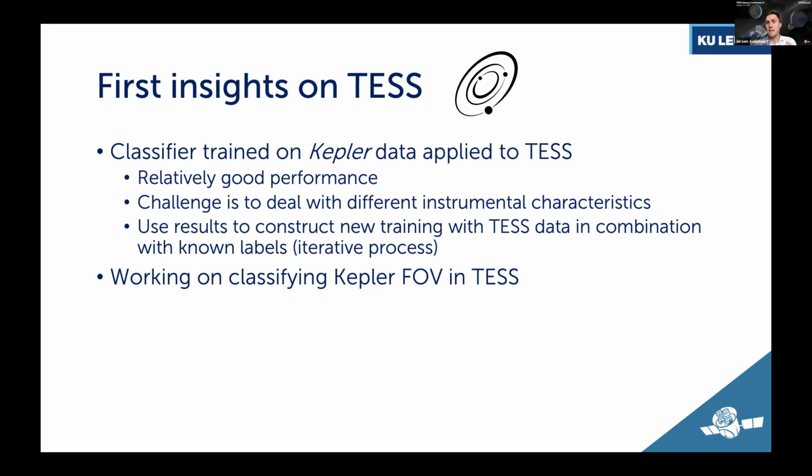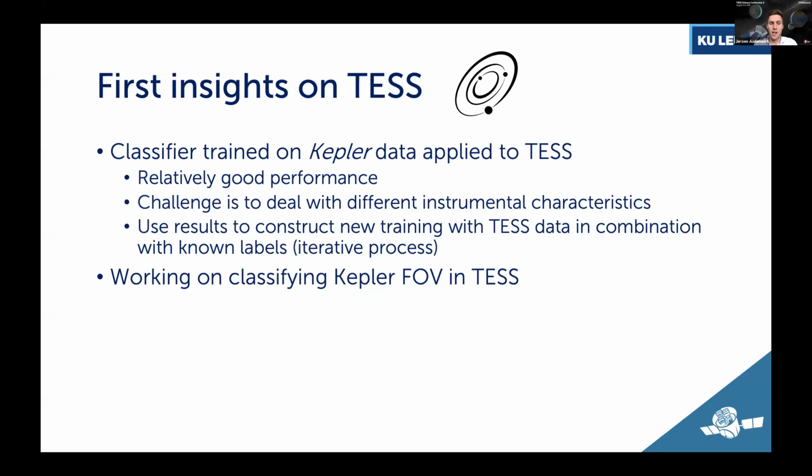So therefore, we can see, for example, that certain instrumental events that are happening get classified all as eclipsing binaries. So this is something we are working on right now to actually make sure that our new training set takes into account these specific instrumental characteristics of TESS. And the way we're doing this is we're using the results we're getting from the Kepler-trained classifier to actually construct a new training set on TESS using an iterative process to come to the best training set, and then in combination with known labels.